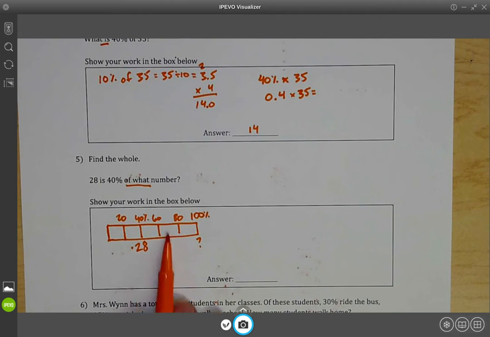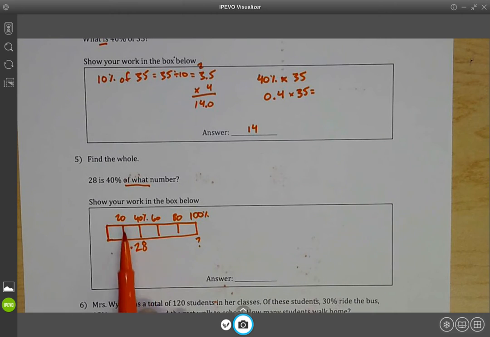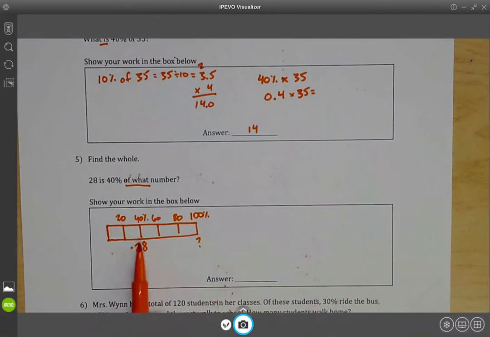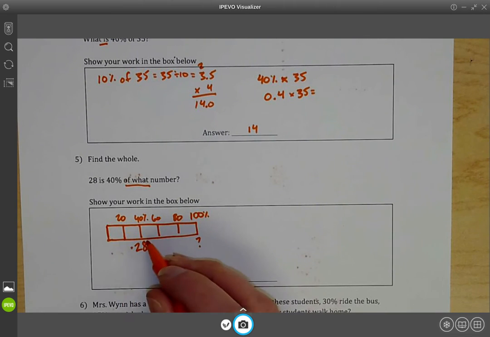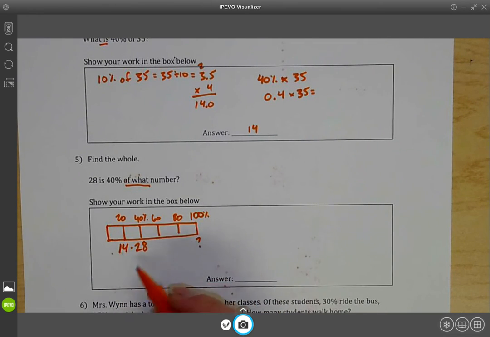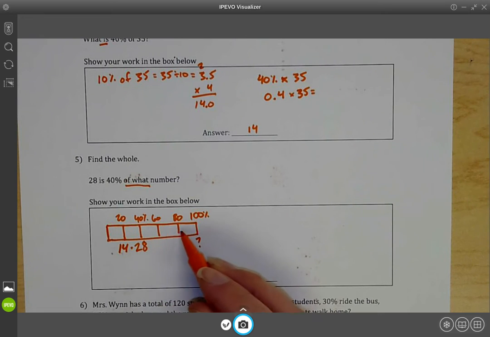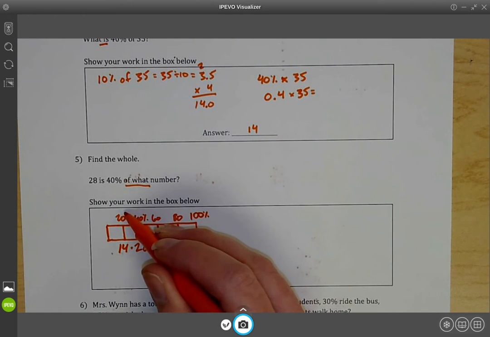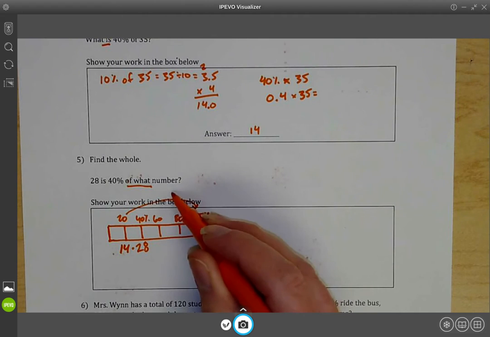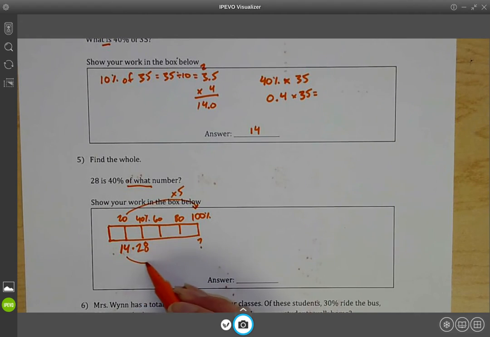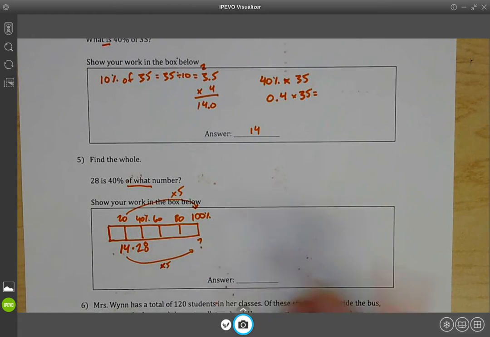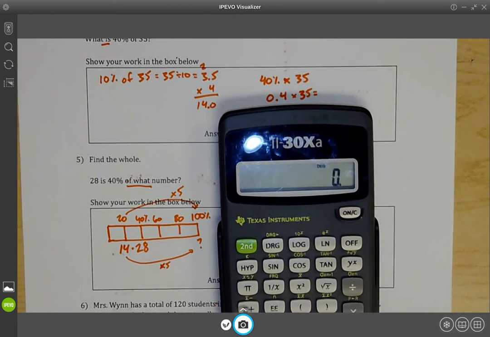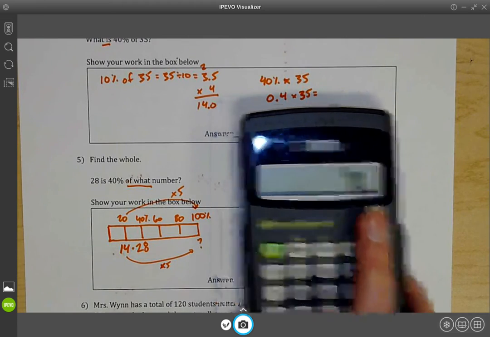Okay, if I'm using benchmarks or this model, I can say, well, 40% is 28. 20% would be half of that because 20 is half of 40. So 28, half of that is 14. So that means this is counting by 14s. To get from 20 to 100, I can multiply by 5. So 14 times 5 will get me my answer. 14 times 5 is 70.